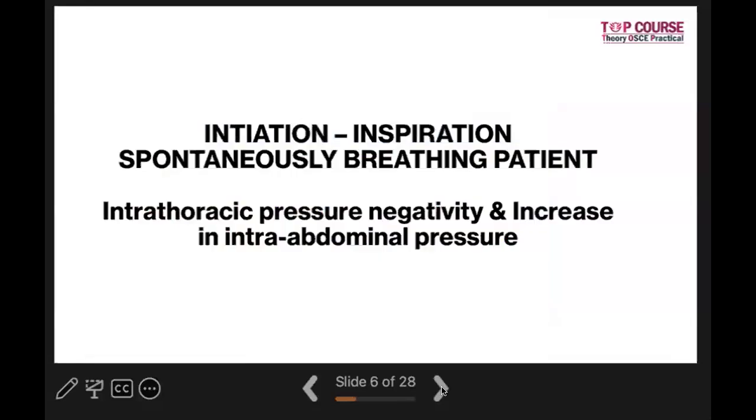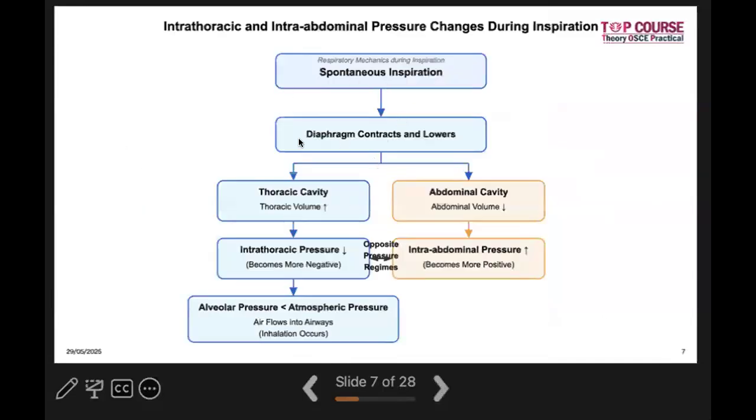So let us see the heart-lung interaction in a spontaneously breathing patient. What happens to the right side of the heart as well as the lung? In a spontaneously breathing patient, during inspiration, the diaphragm contracts and lowers. In the thoracic cavity, there is negative intrathoracic pressure and the alveolar pressure becomes less than the atmospheric pressure, so air flows into the airways and into the lungs.